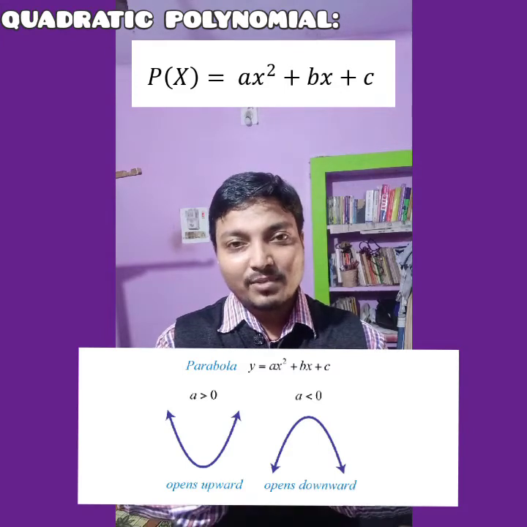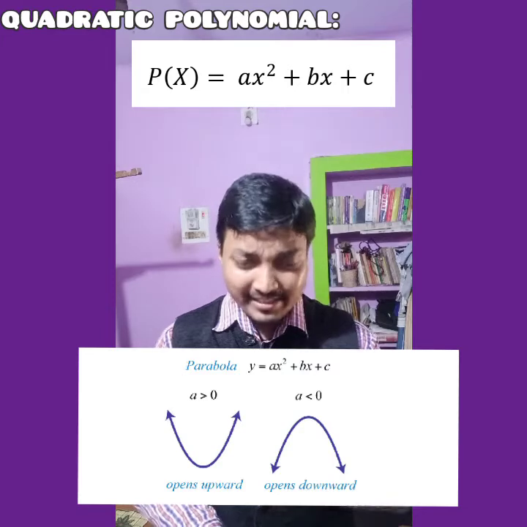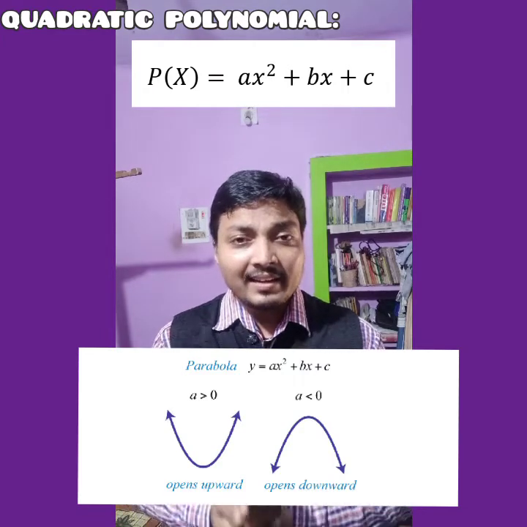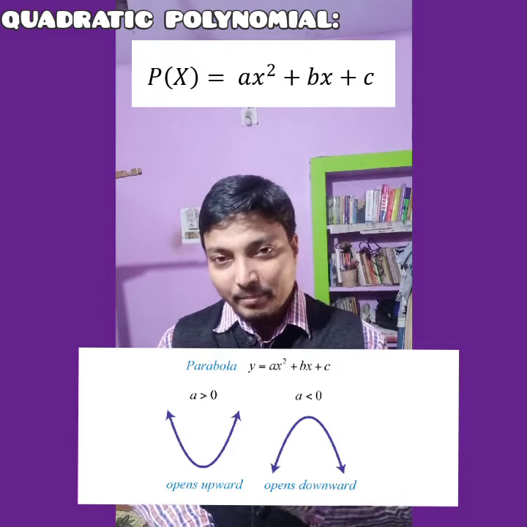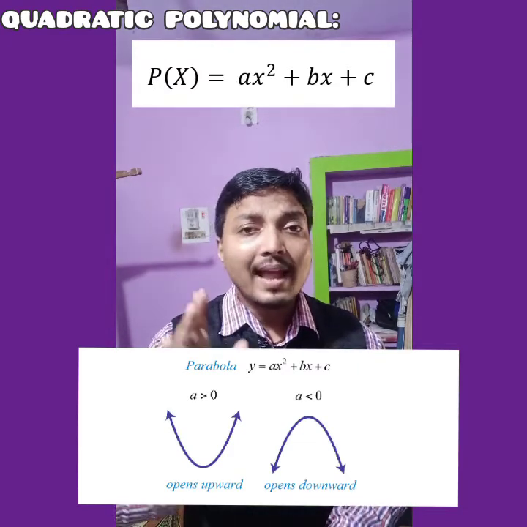The graphical representation of a linear polynomial is a line. Remember, many times it comes. The graphical representation of a linear polynomial is a line, but the graphical representation of a quadratic polynomial is a parabola.